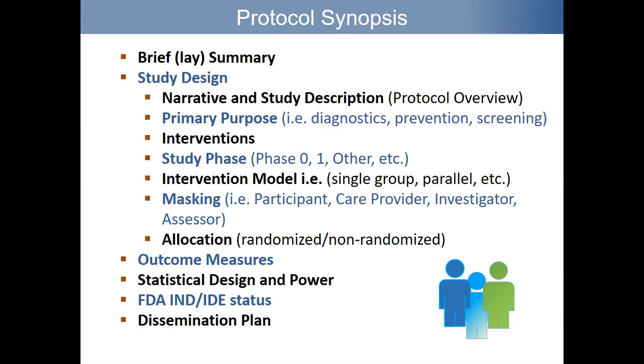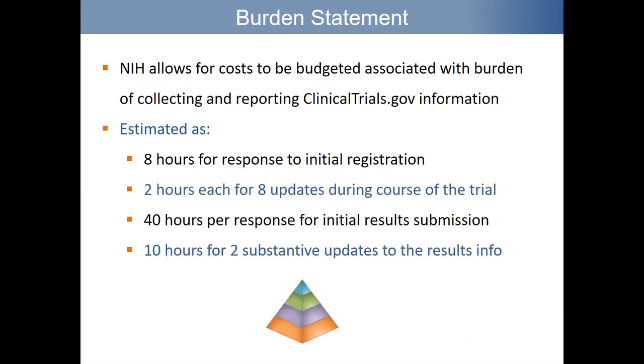So after all of that, it kind of sounds like that's a lot, right? So the NIH does allow for you to budget the costs that are associated with the collecting and reporting of clinicaltrials.gov information. So just a reminder, in case you don't think about it, you can certainly budget this into your budget. So they give you an estimated number of hours that you think this should take, and the cost is really determined on who's doing it. So it's the PI, it's the study coordinator, et cetera.